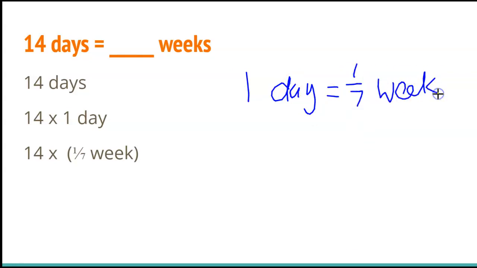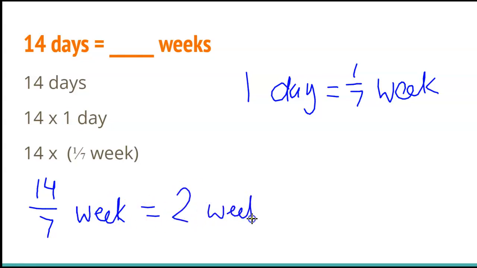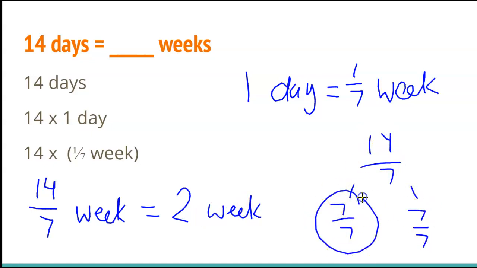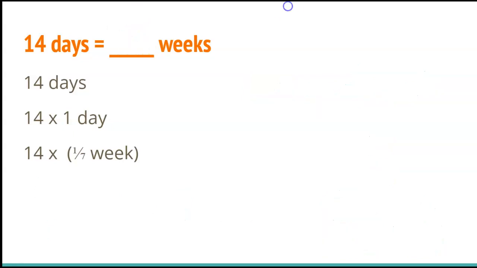So now let's go ahead and multiply. What would 14 times 1/7 be? Well, that would be 14/7. So now I have 14/7 of a week. What is 14/7 the same as? That is the same as 2, because I can pull out 7/7 and 7/7. 7 plus 7 is 14. Each 7/7 is 1 whole. So 14 days is the same as 2 weeks.